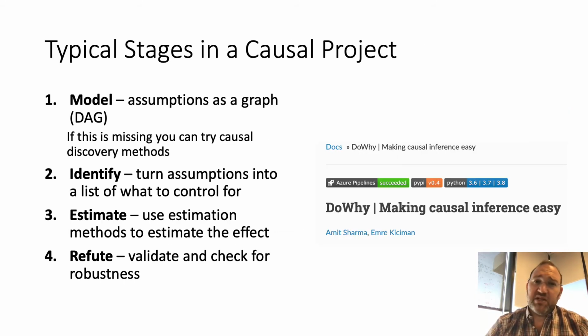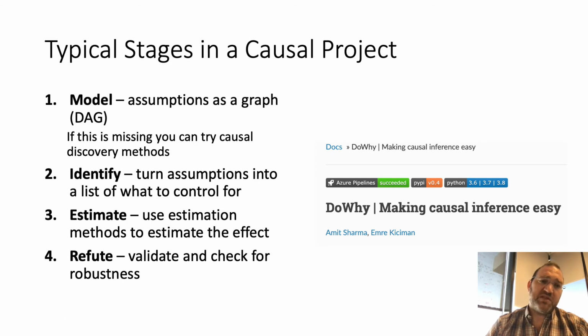What are the typical stages in a causal project? First, we need to come up with some model or assumption or graph which represents our knowledge of what affects what. If we don't have that, we will need to use methods of causal discovery. For example, there is a package called CausalNex, which is focused on that. Then we will need to do something called identification. We will need to turn those assumptions into a recipe of what we should control and what variables we should take into account for estimation. Then we need to do the estimation itself, estimating the effect. And last but not least, we need to refute and validate and check the robustness of our methodology.